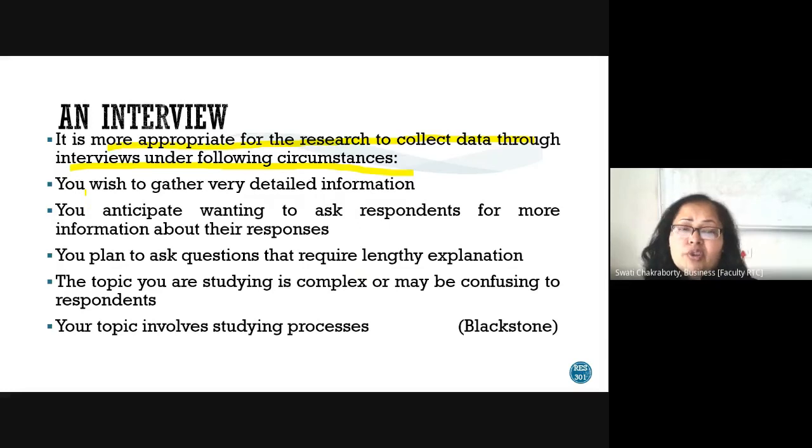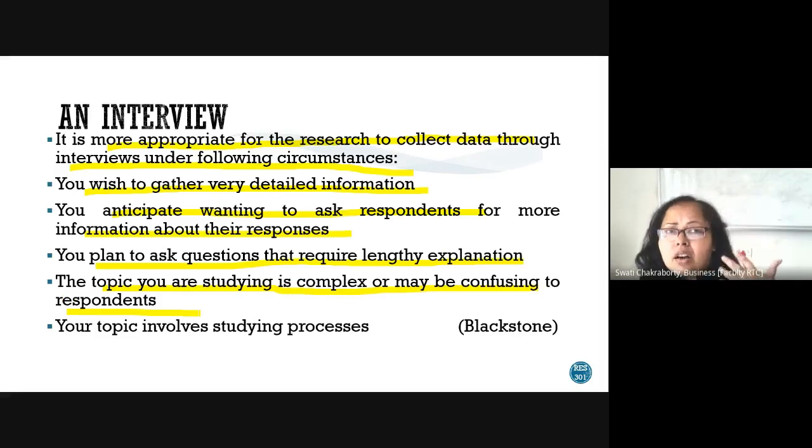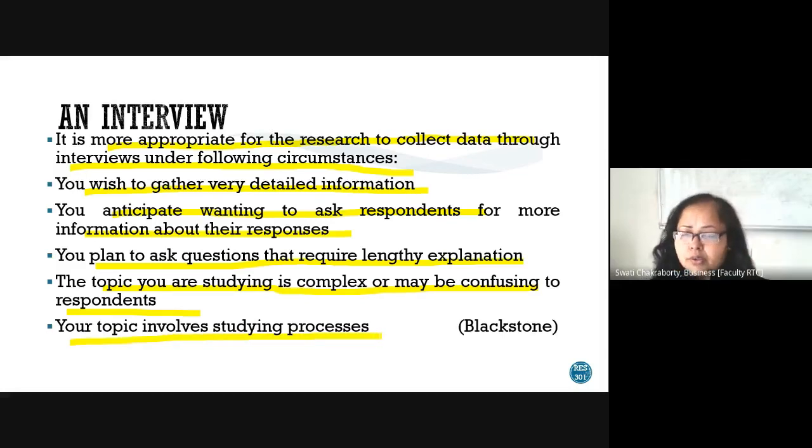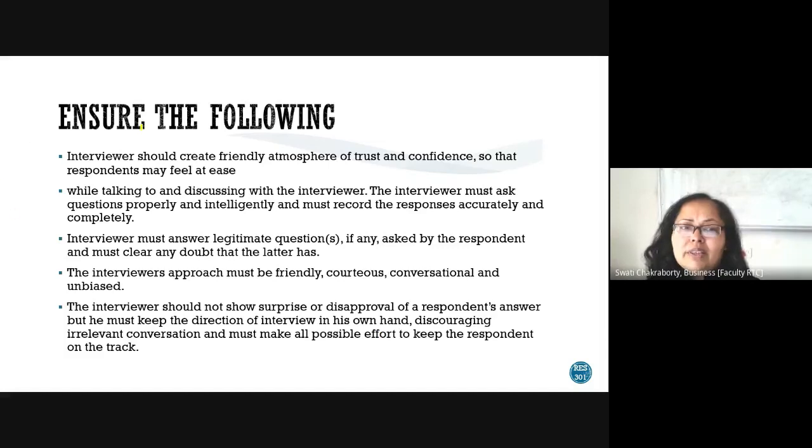First, when you wish to gather very detailed information, you anticipate wanting to ask respondents for more information about their responses. You want some more details, so you will have to have one-to-one interaction. You plan to ask questions that require lengthy explanation, so it's much better to have a face-to-face talk. The topic that you are studying is complex or maybe confusing to the respondents, so it's better to have a one-to-one interaction. And sometimes your topic also involves studying processes. So these are some of the conditions where you want to go for an interview method.